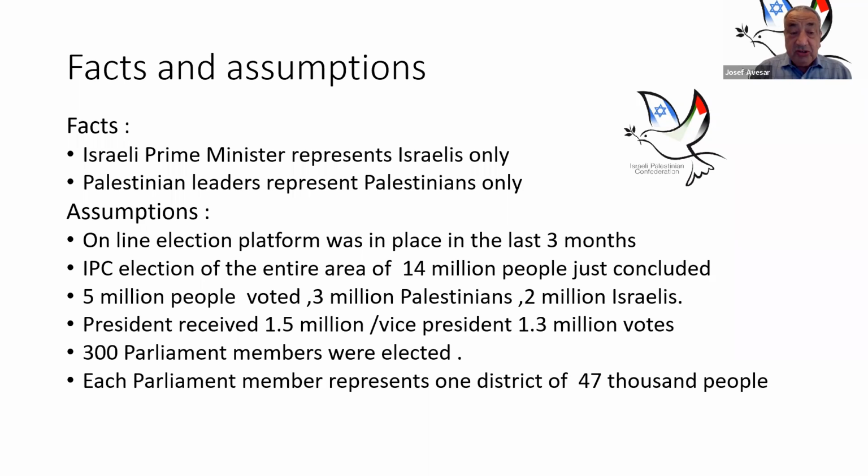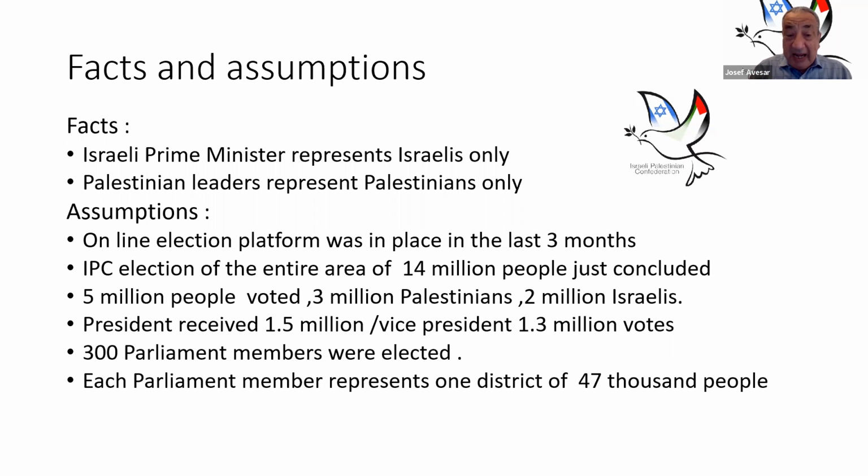You'll also have to assume that the president received 1.5 million votes, and the vice president as well. So you'll have to assume that I, Joseph, was elected as president, but let me assure you, I do not intend to ever run for president. I'm not even qualified based on the Constitution. But in order to facilitate the conversation, I am putting myself as the president. I'm not planning to be the president in the real situation.